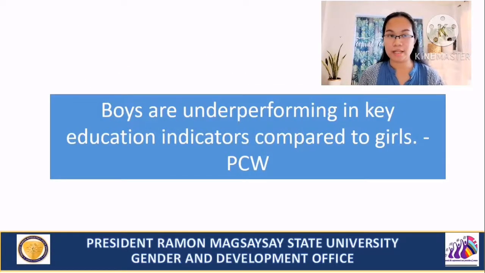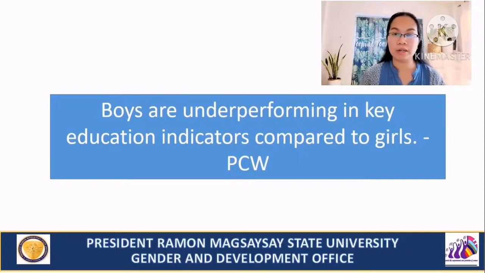Boys are underperforming in key education indicators compared to girls according to PCW. Even though, let's say, equal yung access. But, looking into the performing indicators, looking into the education indicators, na-outperform ng girls ang mga lalaki. So, we can look into the reasons bakit ganon. Bakit hindi napantay yung results? Hindi napantay yung mga abilities ng students after education. Bakit mas nagpa-perform well ang mga girls compared to boys? So, we can look into that.